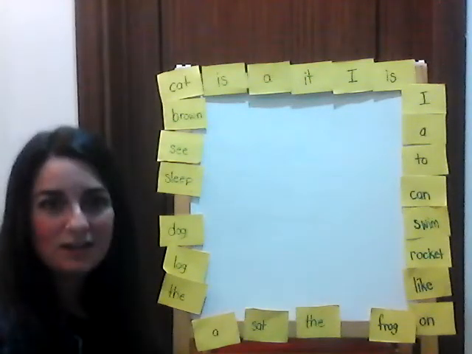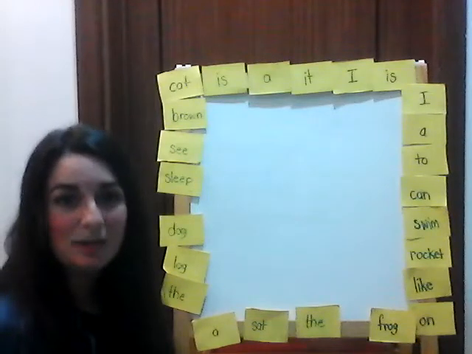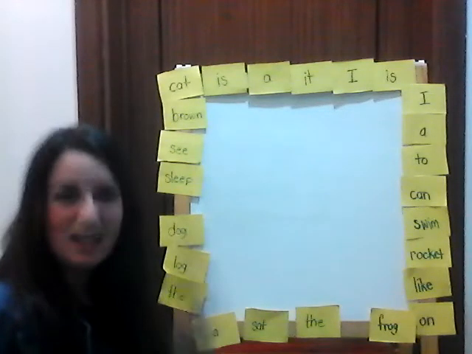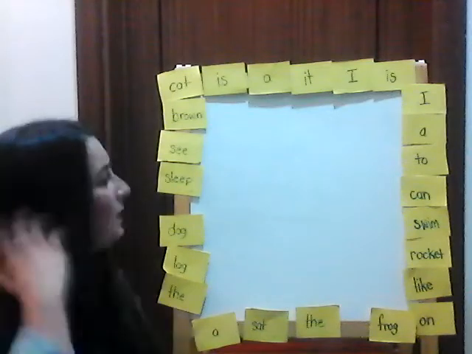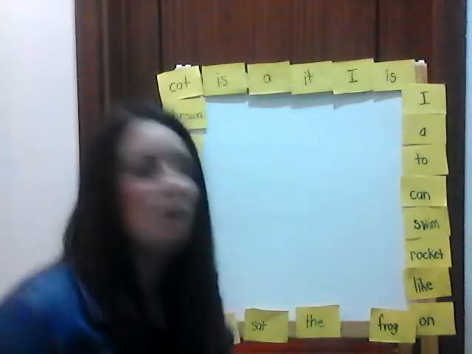Today we're going to use the words we used for sentences on Sunday, which were: the frog sat on a log, I can swim, the dog is brown, I see a cat, and it is a rocket. We're going to use those words and put them on a card.